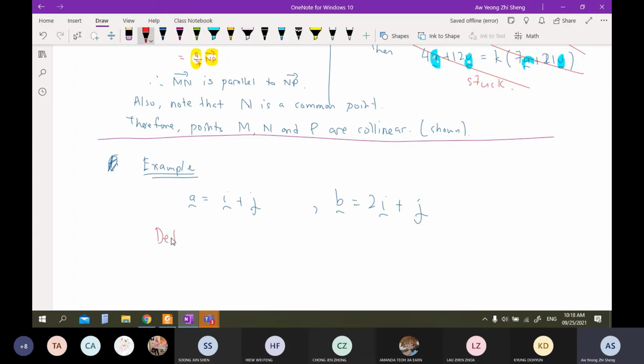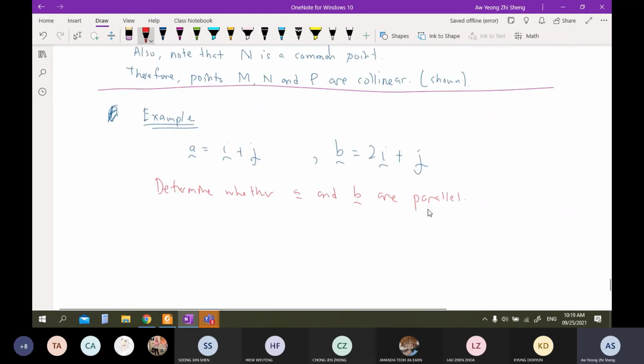determine whether A and B are parallel. Of course, an exam question will not ask you a question as silly as this. This one is very obvious that A and B are not parallel, but I'm just trying to illustrate to you one fact. Determine whether A and B are parallel.